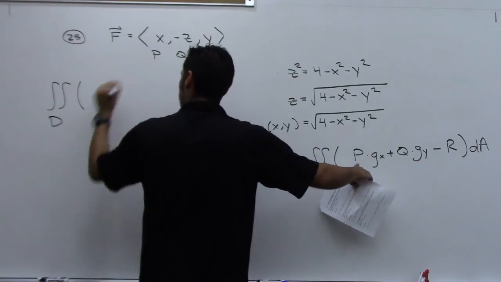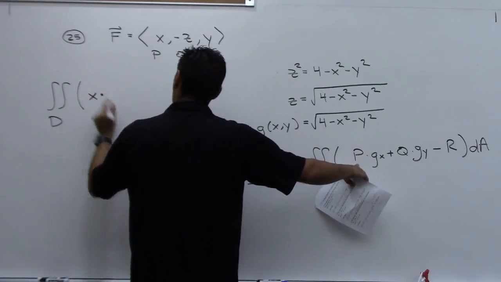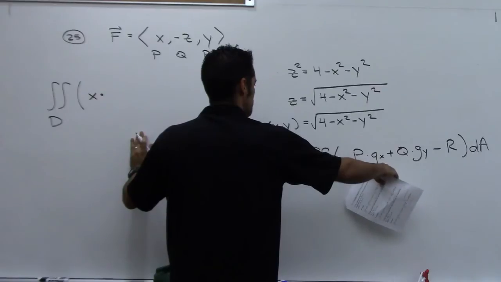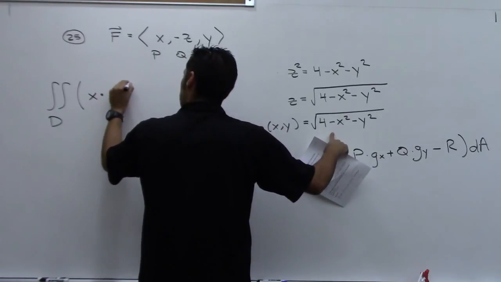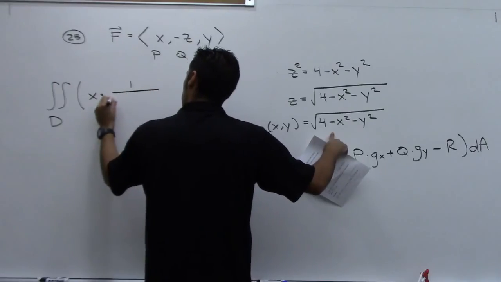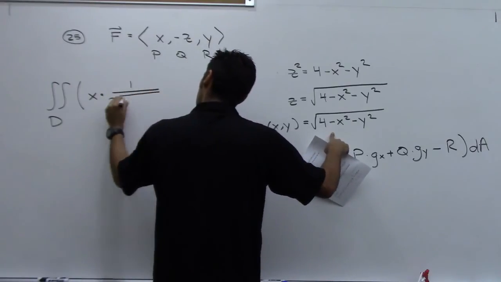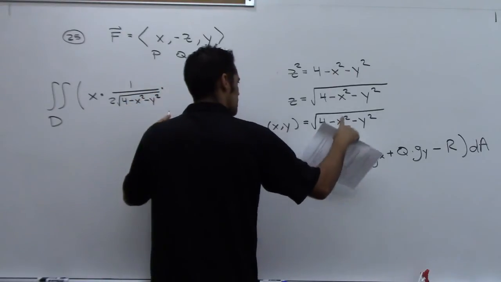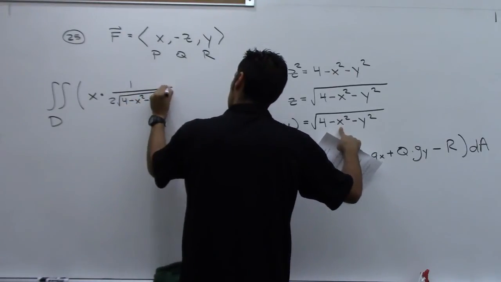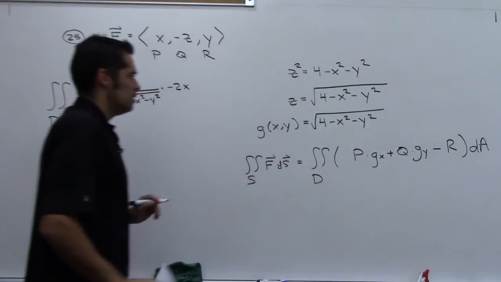This is going to be equal to the double integral over D of, P here is x times the partial of G with respect to x. So the derivative of this with respect to x is 1 over 2 square root of 4 minus x squared minus y squared times the derivative of this with respect to x on the inside, which is negative 2x. That's just chain rule.